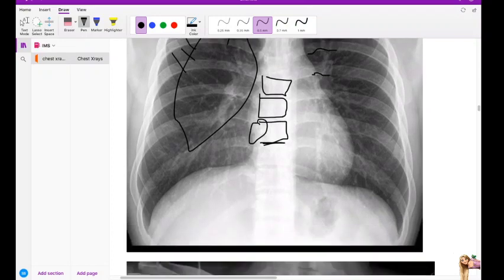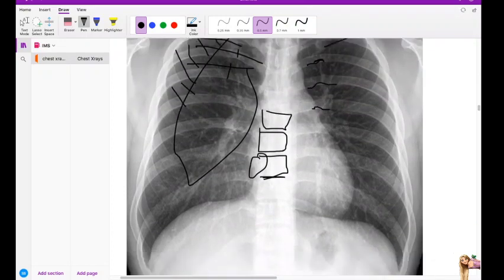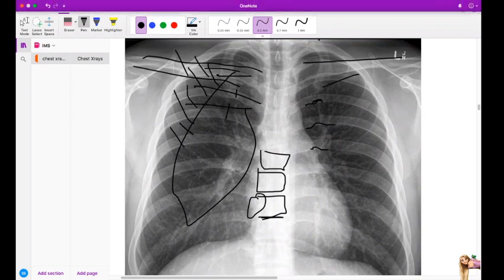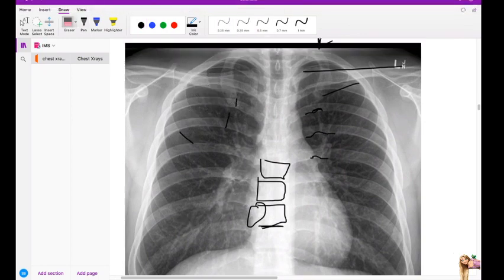Okay, so the important thing is that you should know how to see which is the posterior rib and which is the anterior rib, and you should know how to count them. All right.